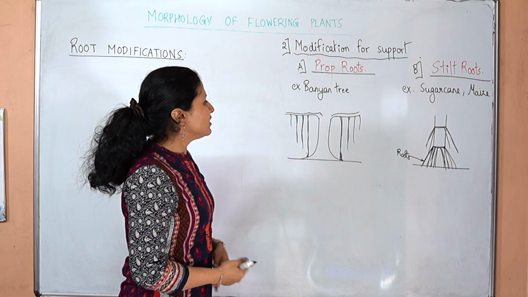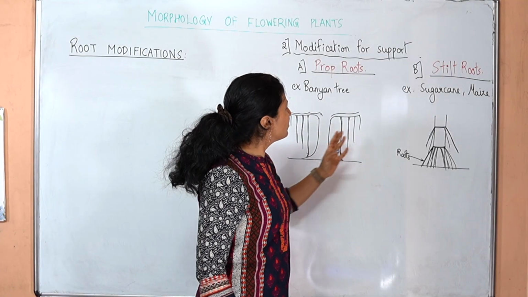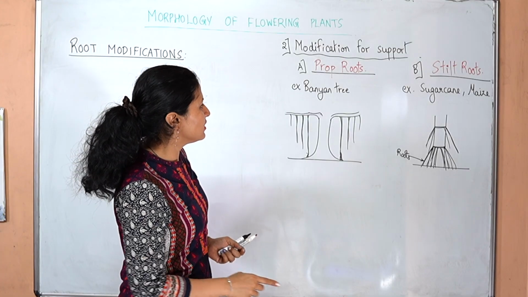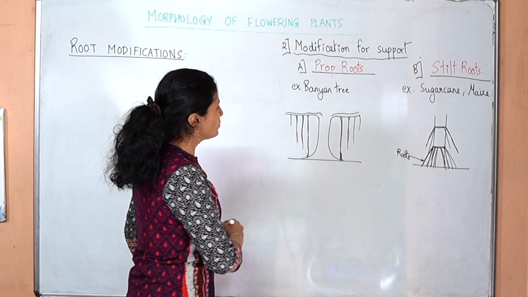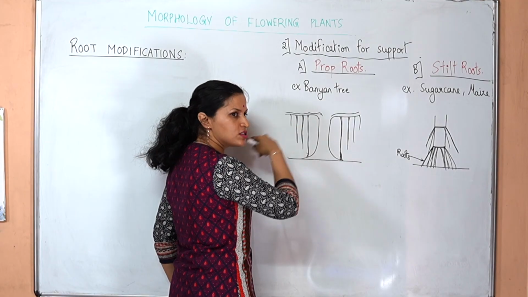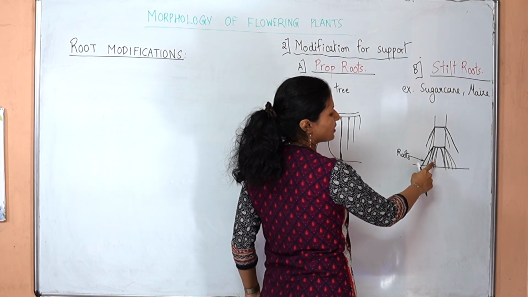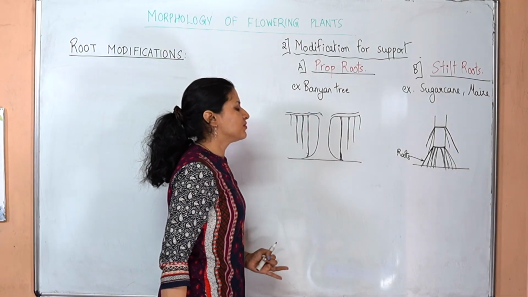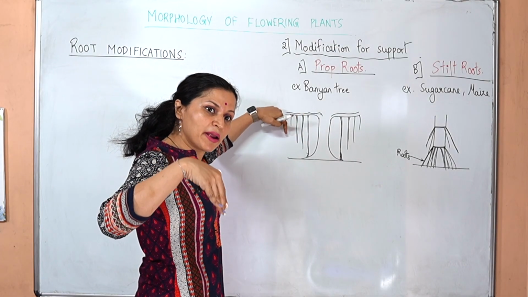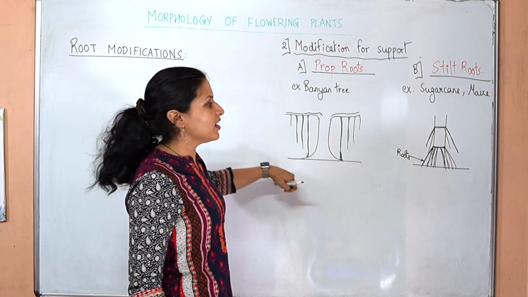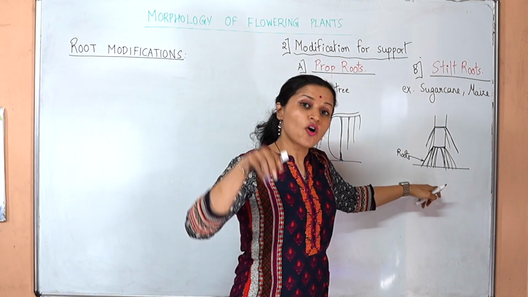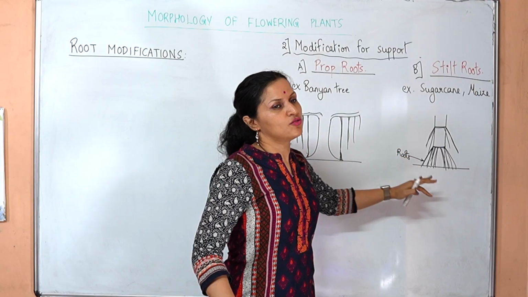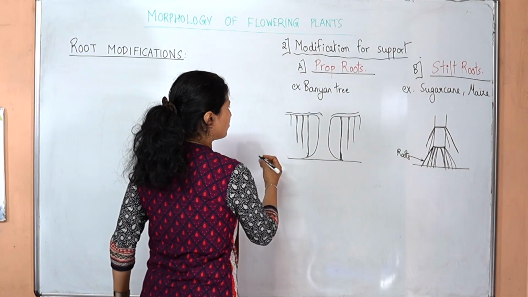I want you to tell me the differences that you see between the prop roots and the stilt roots. If we have to differentiate between the prop roots and the stilt roots, we can say that the prop roots arise from the nodes of the horizontal branches, whereas the stilt roots arise from the lower nodes of the main stem. Second point of difference, the prop roots enter perpendicularly into the soil, okay? However, the stilt roots enter obliquely into the soil. Don't they enter obliquely? Do they enter perpendicular? No, they enter obliquely. So these are the two major points of difference.